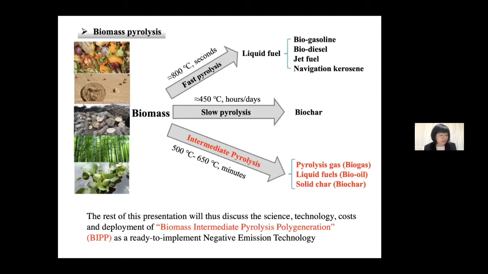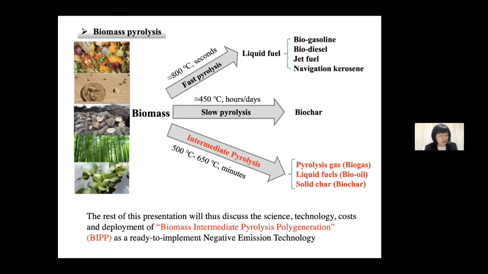The main product of fast pyrolysis is liquid bio-oil, which is now a promising way to produce jet fuel. Biochar usually comes from slow pyrolysis, with lower temperature and longer reaction time. This is an old technology. People used to use it to provide heat during winter or as barbecue charcoal. Biochar is the main product of slow pyrolysis.